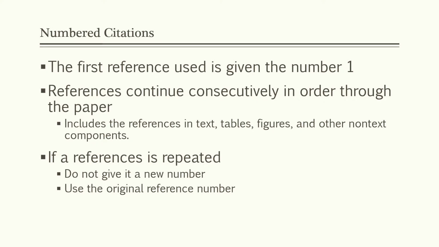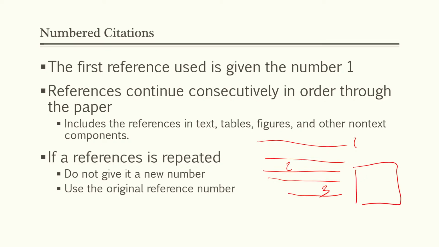But then you start with number 1 at the very first part. So if you had a line of paragraphs, the first reference would be 1, and somewhere along here you'd have 2 as you continue along in the paper. If you repeat the reference, then you don't give a new number, you use the same number. So if this figure here had come from reference 1, it would get reference 1. You don't give it a second number.